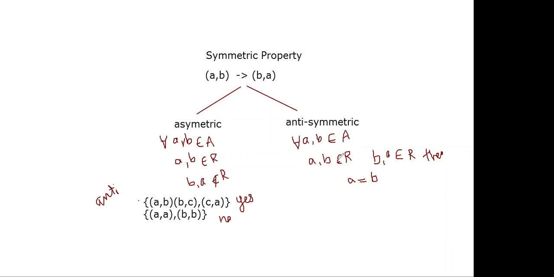Now coming to the definition, if we look, (a, b) belongs to the relation, (b, a) belongs to the relation. So (a, b) is there, (b, a) is also there, and then a is equal to b. The difference between anti-symmetric and asymmetric is only that in asymmetric, if (a, b) is there then (b, a) should not be there, but in anti-symmetric, if (a, a) is there then it is okay. Whereas in asymmetric, if your (a, a) is there, then it is not asymmetric. This is the only difference between asymmetric and anti-symmetric.